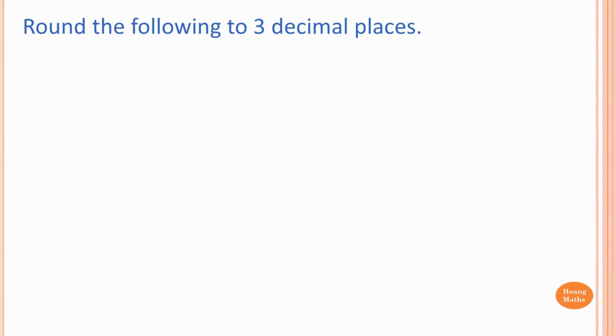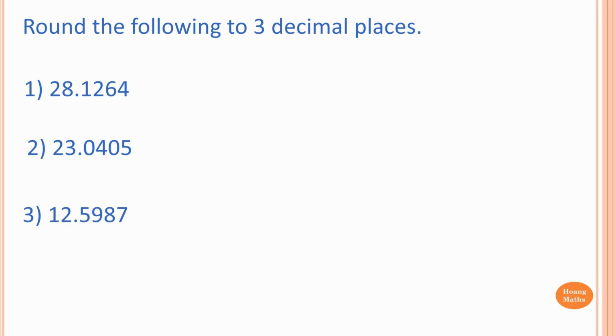Round the following to 3 decimal places. Please stop the video and try this one yourself. So first one. We have 4 decimal places. We want to write up to 3 only. So we have 1, 2, 3, 3 numbers after the decimal point. Before we write that, of course, we need to check the number after 6. It's 4, so less than 5. So we can write up to this, and that's it. So which is 28.126.